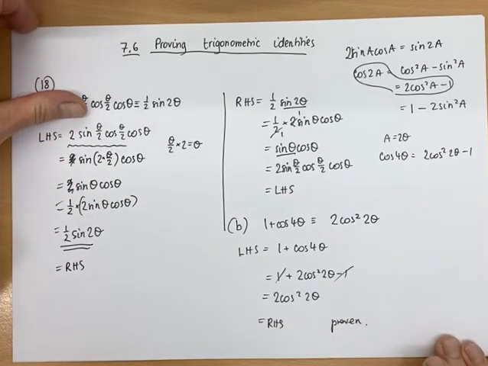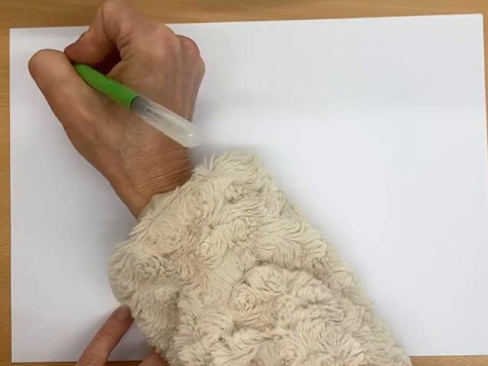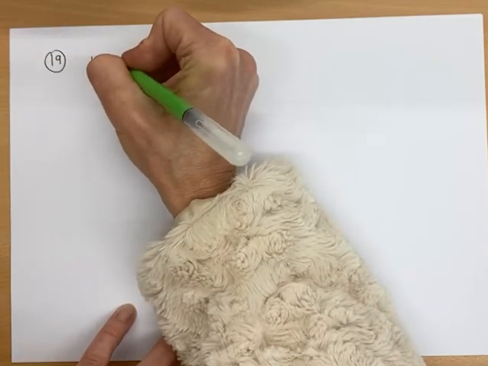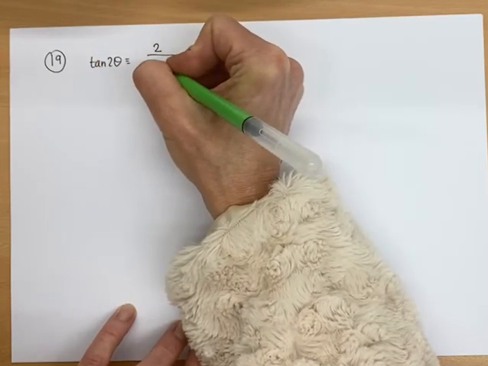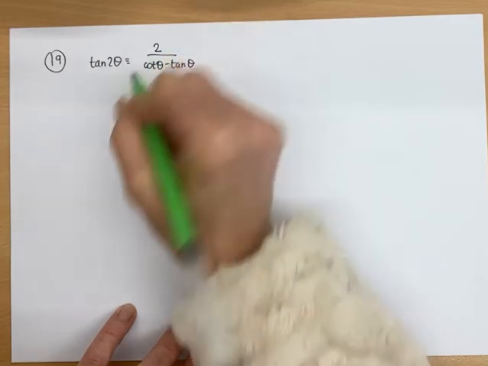So that wasn't a bad example at all. So looking at question example 19, this time we are proving the identity for tan 2 theta. That is going to be identical to 2 over cot theta minus tan theta.